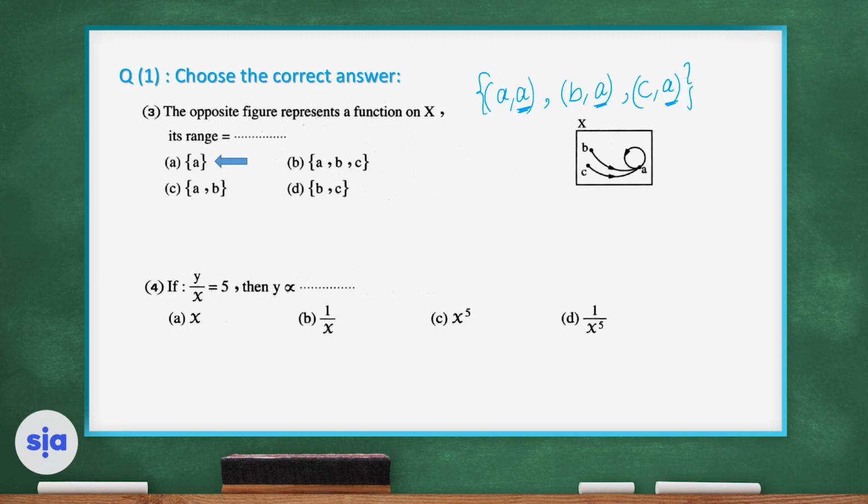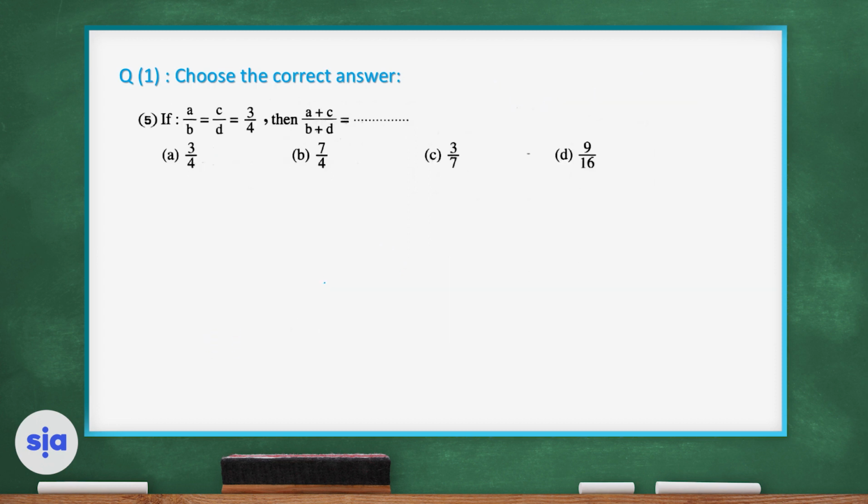Question 4. If y over x equals 5, then y is proportional to what? As you can see here, if y over x equals 5, then if you multiply by x, y equals 5x. And this represents a direct variation between y and x. So y varies directly with x. So the right choice here is choice A.